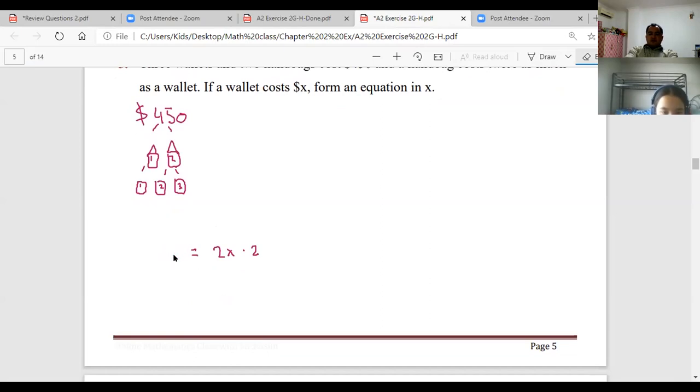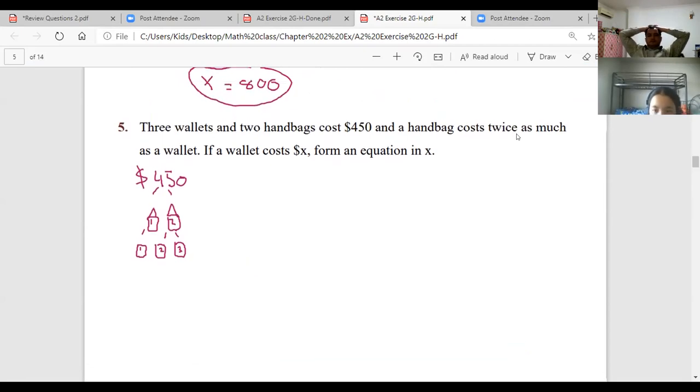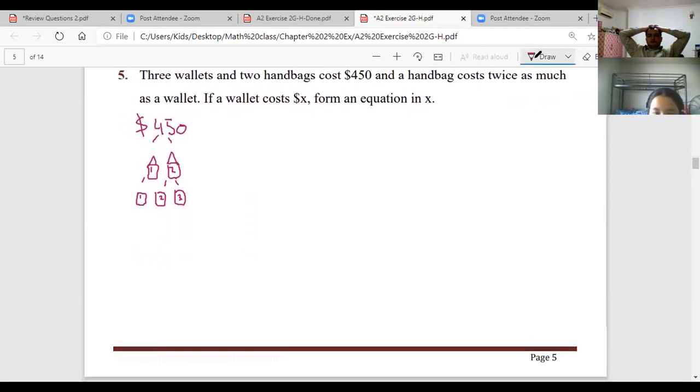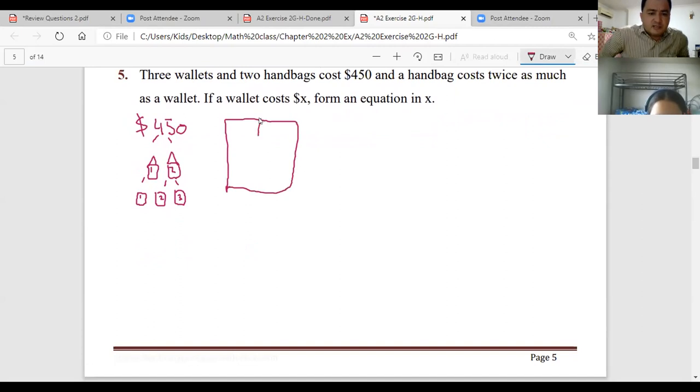Read the question. If something is wrong, read the question again. Okay, Shahina, can you make a table first, like write wallets and handbags? You don't have to write the whole thing, you can just use the first letter of these words. Let's say W and H. No, if a wallet costs X dollars, Shahina, it says in the question, can you see that? If a wallet costs X dollars. So write X dollars under the wallets.